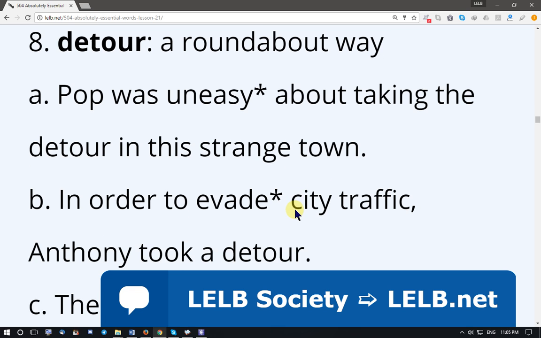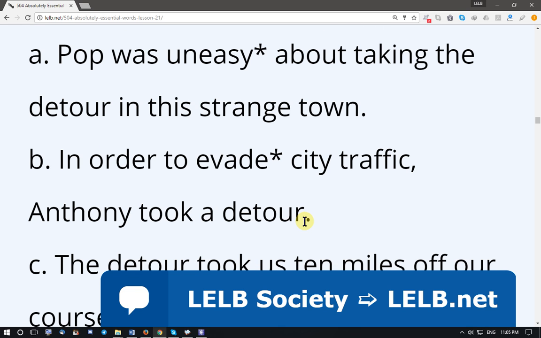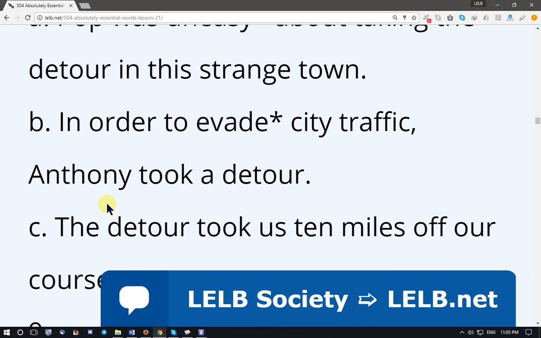In order to evade city traffic, Anthony took a detour. In order not to face that heavy traffic or congested roads, Anthony or Tony took a detour. Tony is the short form or abbreviated form.